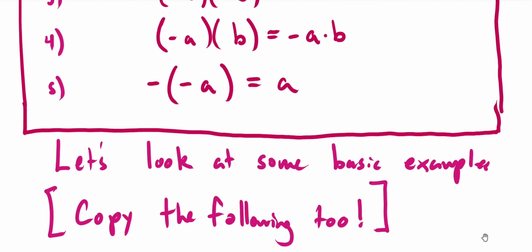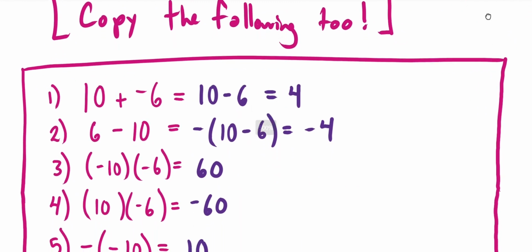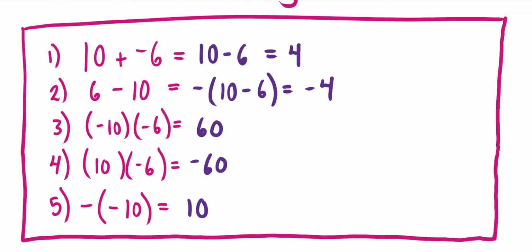So here's some basic examples. I want you to also copy these. These are going to be something you can use to try to figure out the praxis exercises, which will be trickier. Here I have 10 plus negative 6. That is the same as 10 minus 6, which is 4.